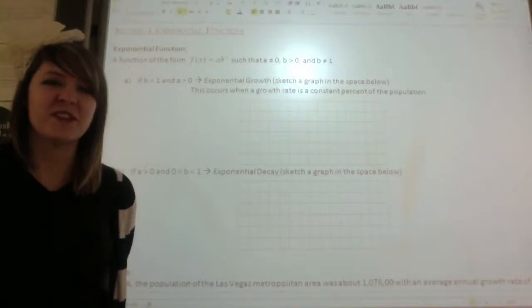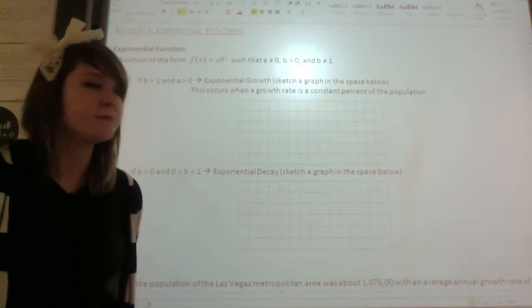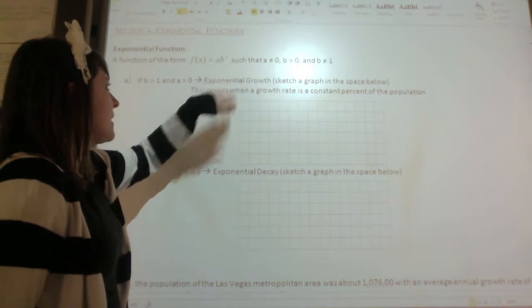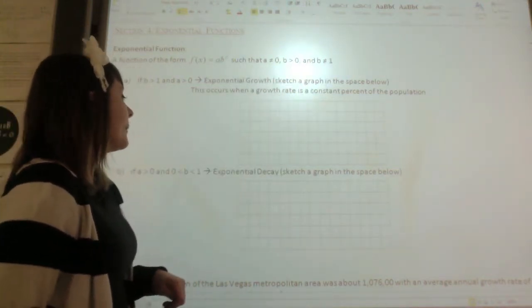Hey guys, today we're doing Chapter 2, Section 4, which is on exponential functions. So an exponential function is a function of the form f of x equals ab to the x, such that a is non-zero, b is greater than 0, and b is not equal to 1.